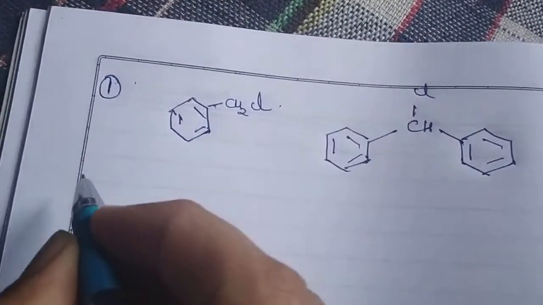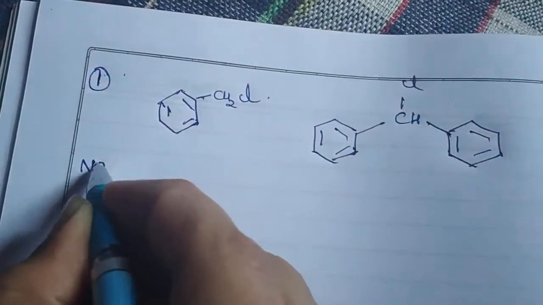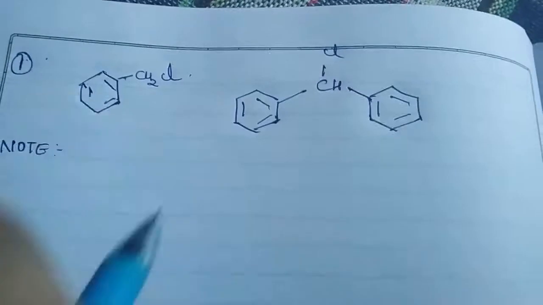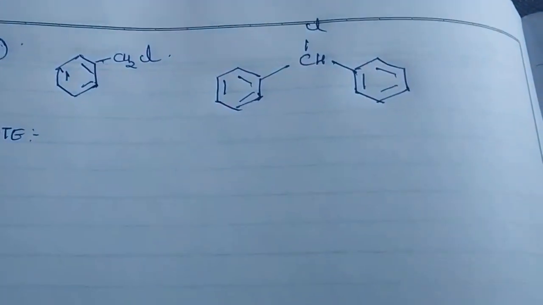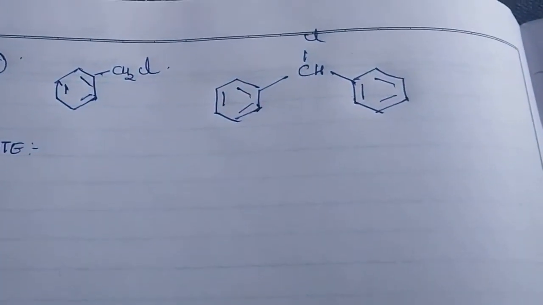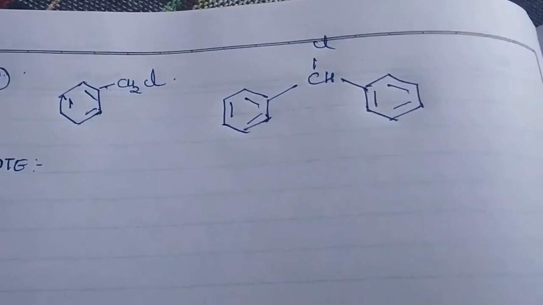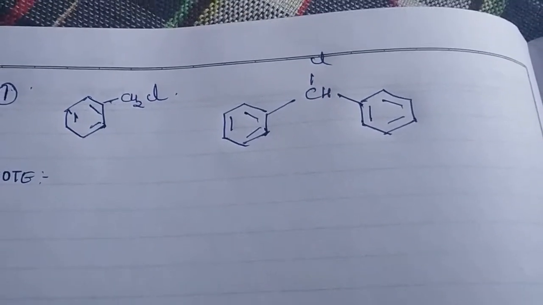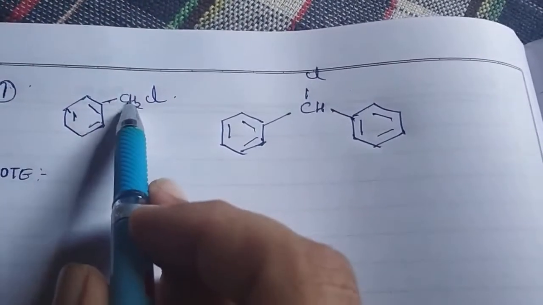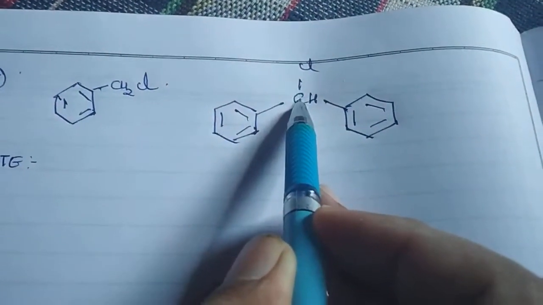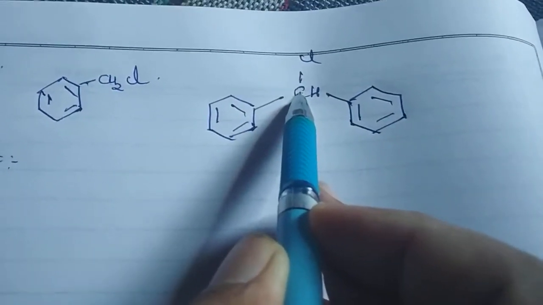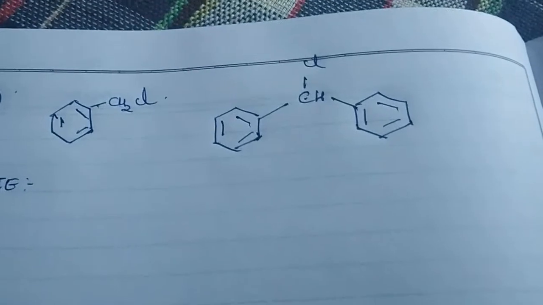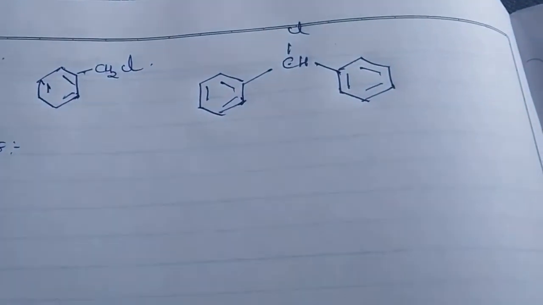In order to remember this, take a note. Do remember, as the number of phenyl groups increases on the carbon containing the positive charge, the stability of the carbocation also increases.